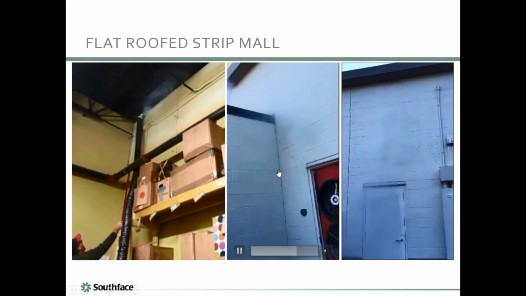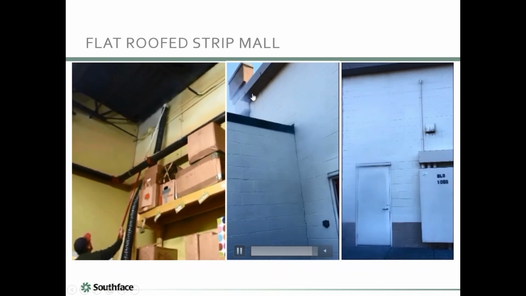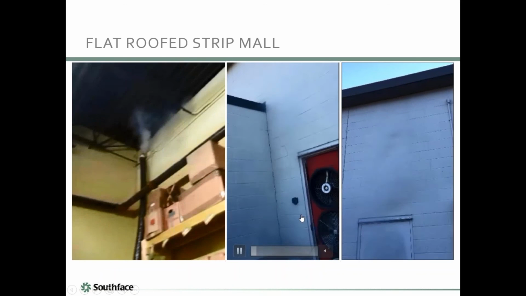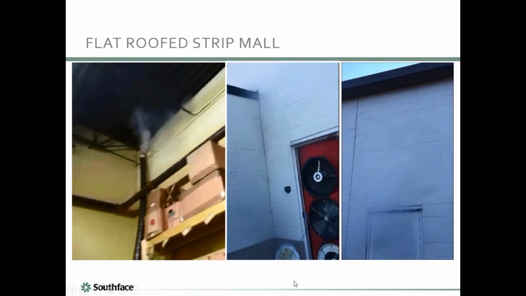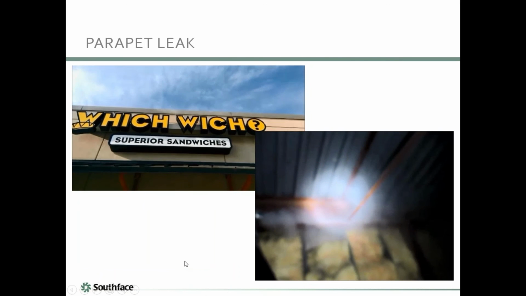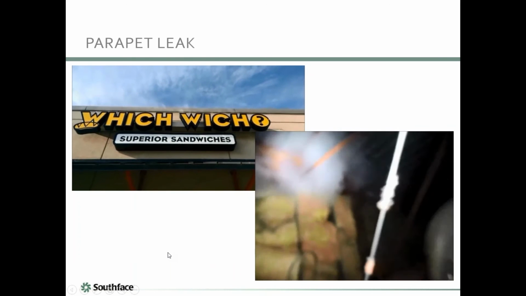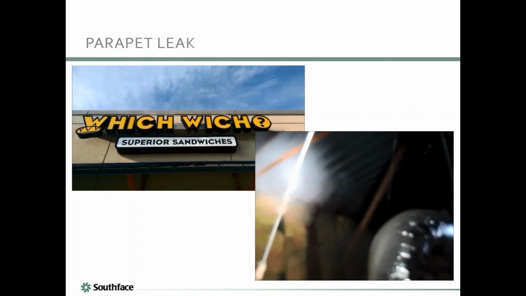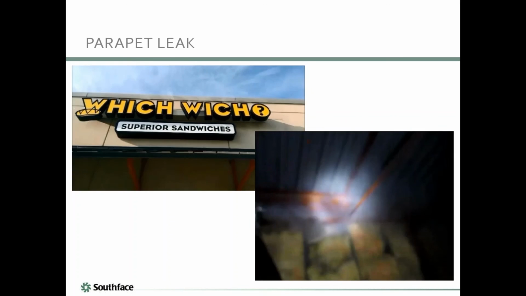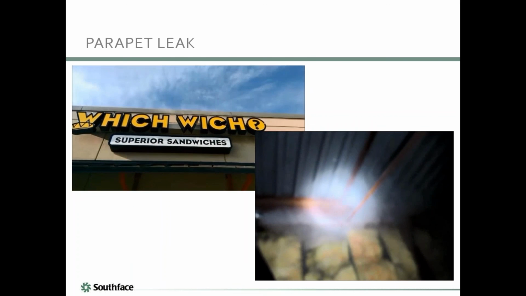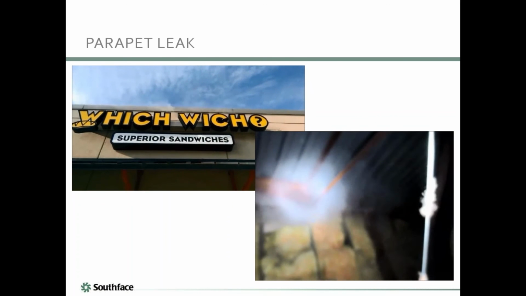And then this was a block building, strip retail again, that had just fog cascading down from that roof to wall junction. That was a very common leak path, as well as this bump out here. You can see the leak at the roof to wall, as well as this bump out connection. What else did we see?